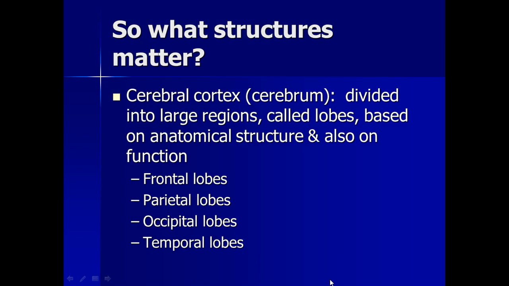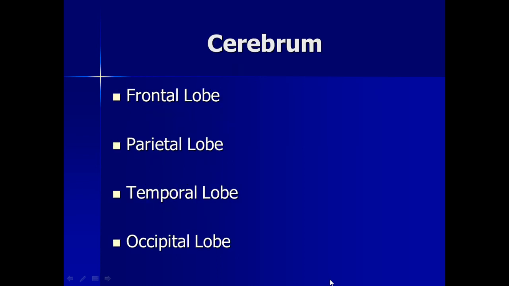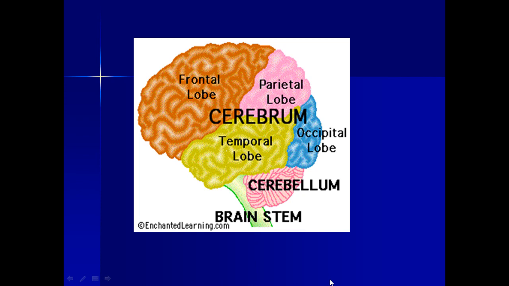And so what structures matter? Certainly the four major lobes do: the frontal, parietal, occipital, and temporal. These are pictures of the lobes. The frontal lobe, of course, being a very important lobe when it comes to schizophrenia.